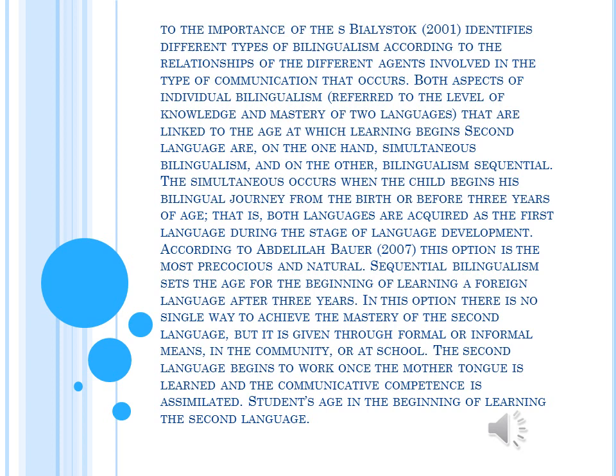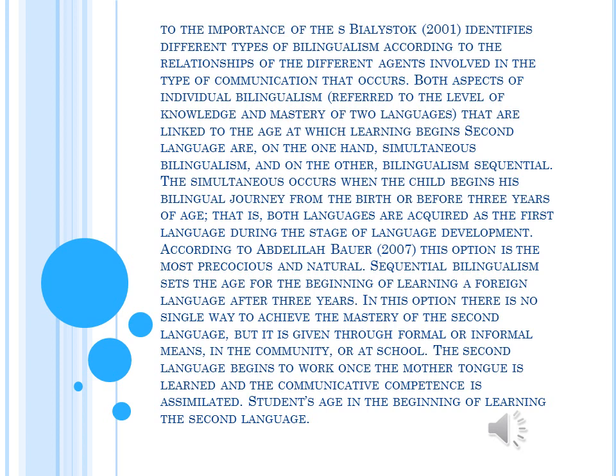The simultaneous occurs when the child begins his bilingual journey from birth or before 3 years of age. That is, both languages are acquired as the first language during the stage of language development, according to Adela Bauer, 2007. This option is the most precocious and natural.